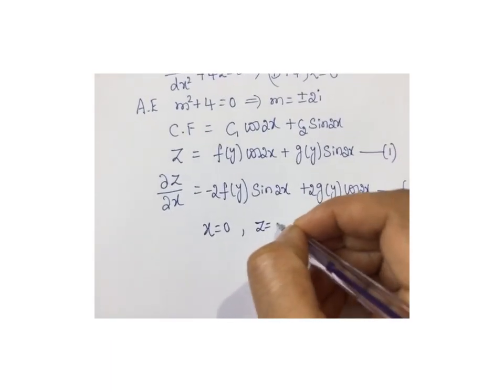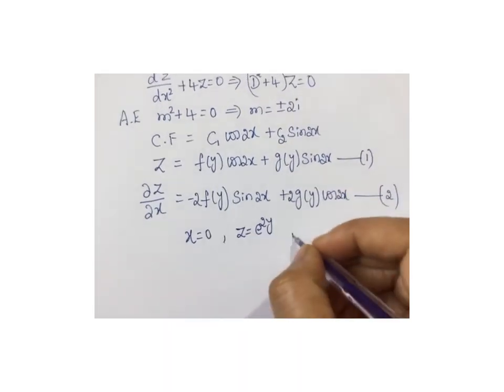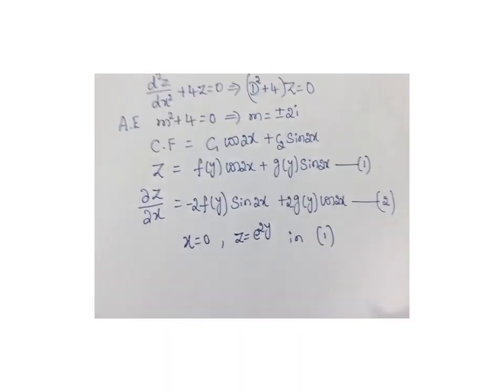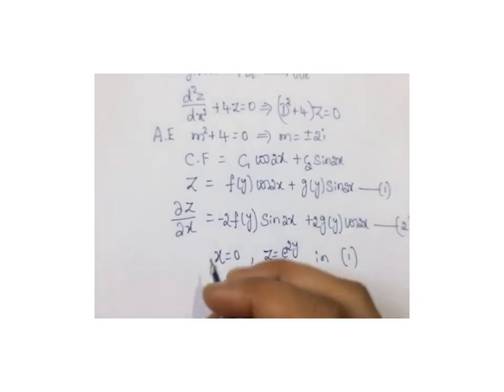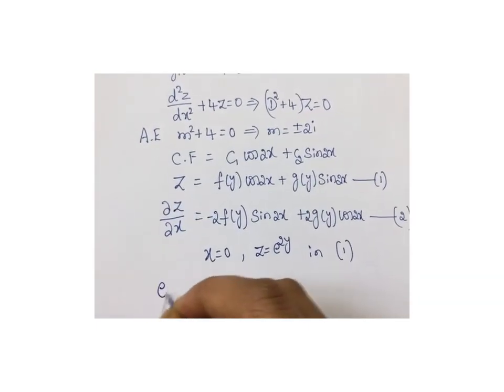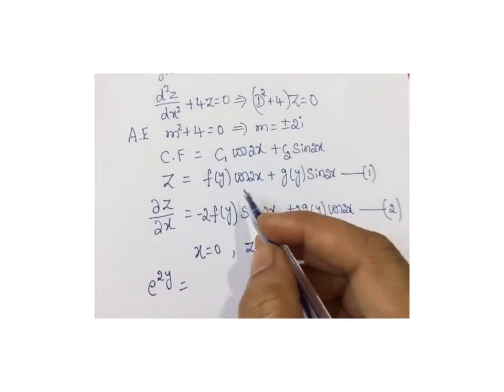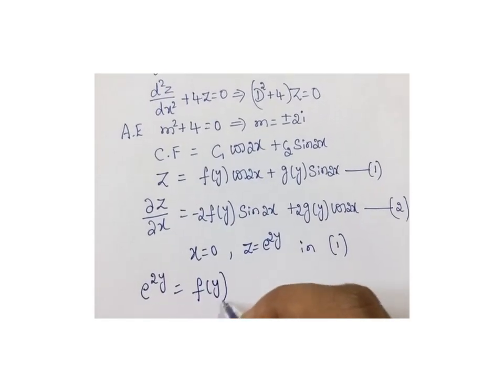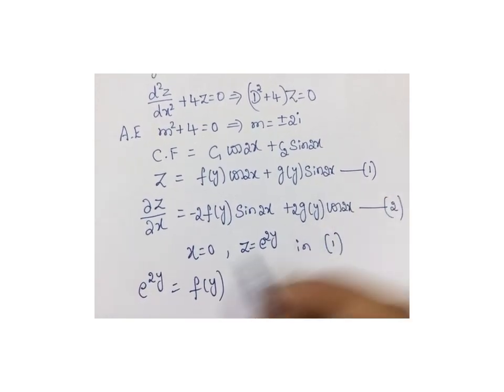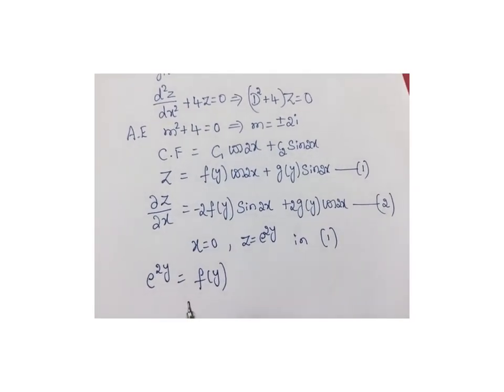Z is e power 2y. Where? In equation 1. So taking that, e power 2y equal to, since x is 0, cos 0 is 1. We get f of y, cos 0 is 1. Then sin 0 is 0. So we get f of y is e power 2y.